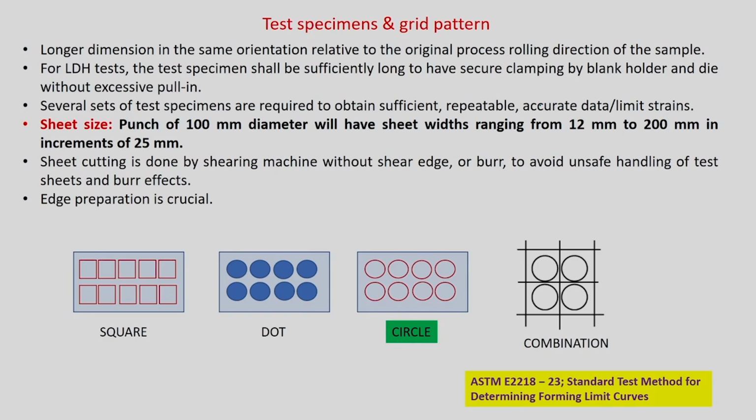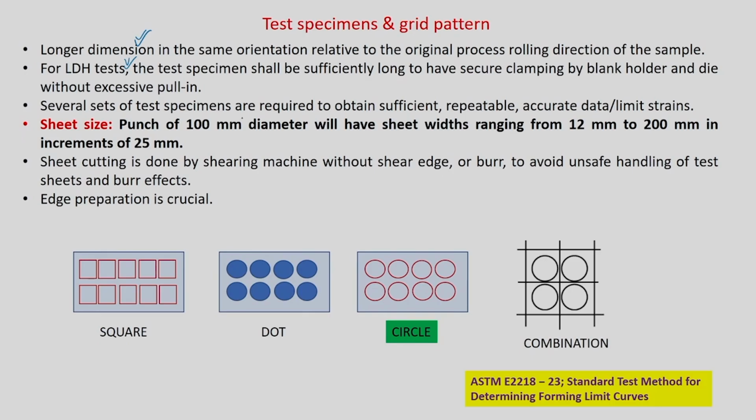Some important information about your test specimens and grid pattern. The longer dimension in the strain paths could be along the rolling direction of the sheet, that one can maintain. And in the LDH test, whichever we have discussed right now, the test specimen shall be sufficiently long to have secure clamping by the blank holder and die without excessive pulling. That I already explained to you.